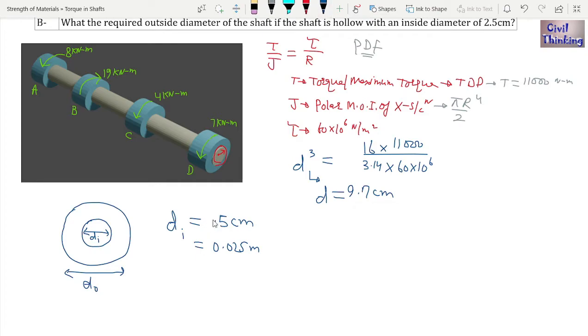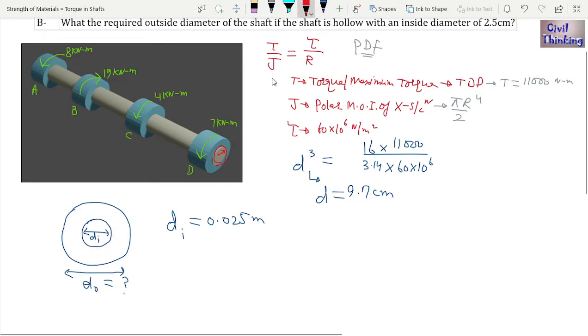So this is di, I will write it here, 0.025 meters, okay? We have to find d naught, or outside diameter. Now for a hollow shaft the equation is the same, but here the r is what? R is the outside radius, okay? This radius outside.